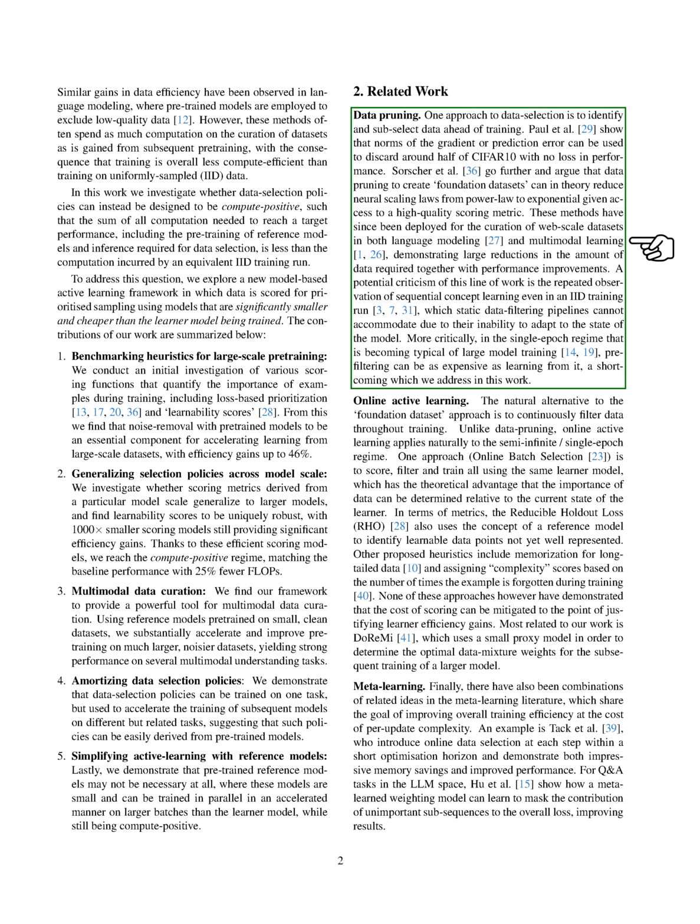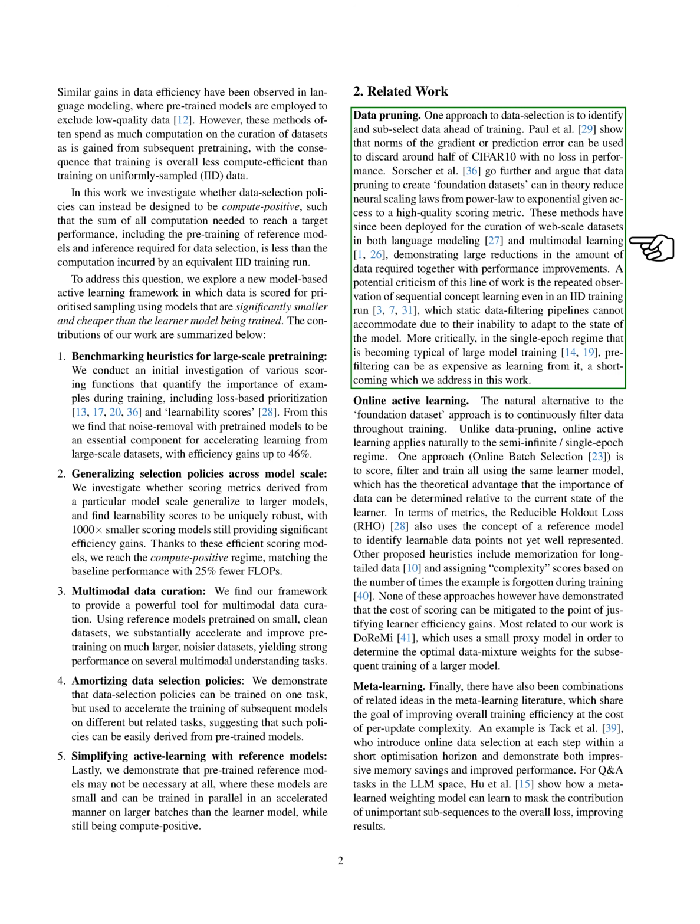In the past, one approach to data selection was to identify and select data before training. Some researchers have shown that norms of the gradient or prediction error can be used to discard around half of CIFAR10 with no loss in performance. Others have argued that data pruning to create foundation datasets can theoretically reduce neural scaling laws from power law to exponential given access to a high-quality scoring metric.